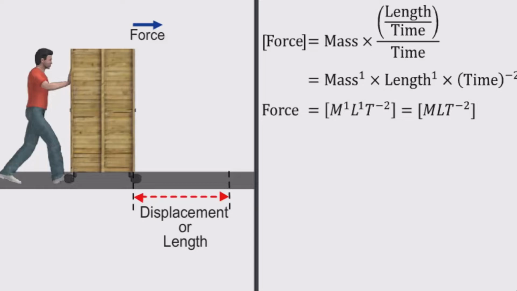Such an expression for a physical quantity in terms of its base quantities is called its dimensional formula. An equation which equates the quantity with its dimensional formula is called a dimensional equation.